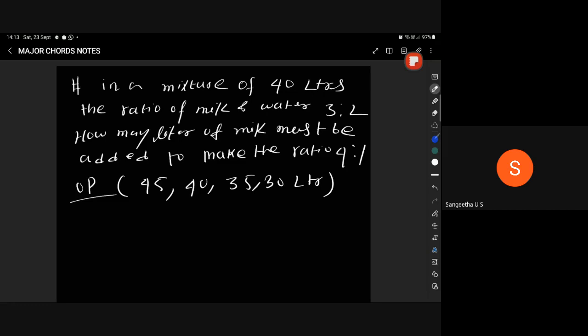Now they told you there is a 40 liters mixture. The ratio of milk and water is 3:2. Now this ratio you need to change. You have to make it 4:1. So how much milk is to be added to that mixture so that the ratio changes from 3:2 to 4:1?